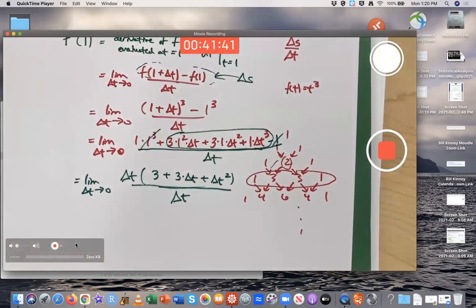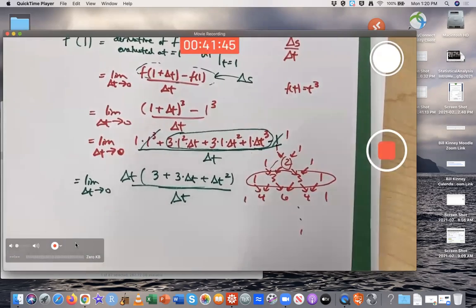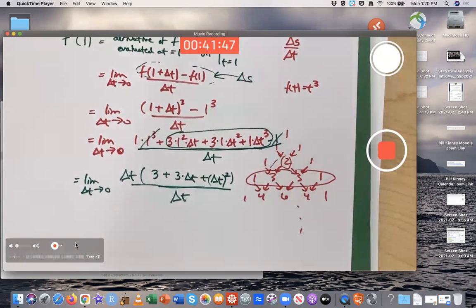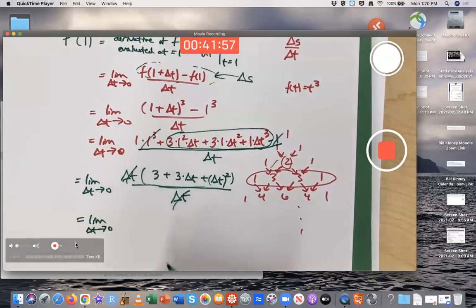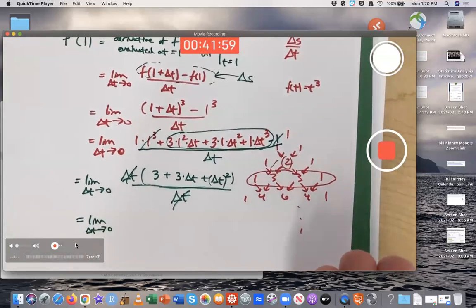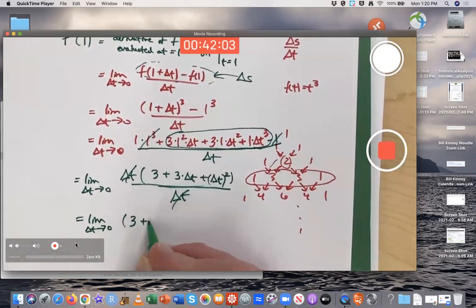Remember, delta t is one quantity. So when I write something like this, I mean delta t quantity squared. You can use parentheses if you like. Now you cancel these delta t's. Divide them out is probably a better word to use. The fraction becomes a 1. They don't become 0. They become 1. And you're left with this limit.